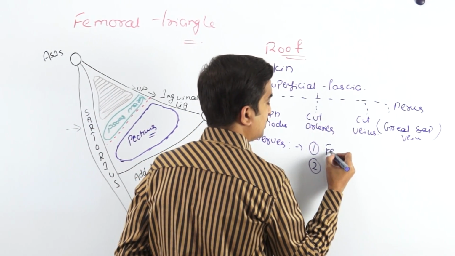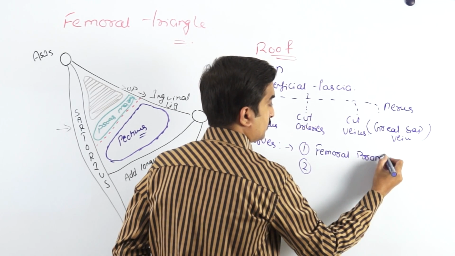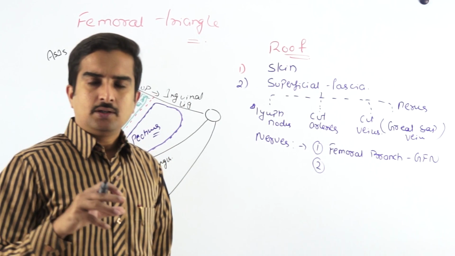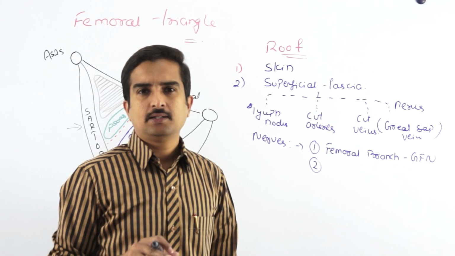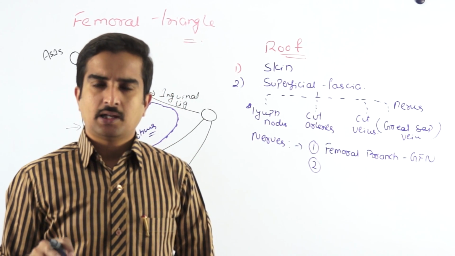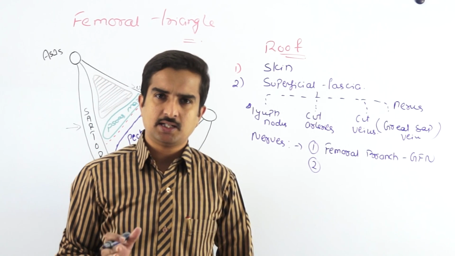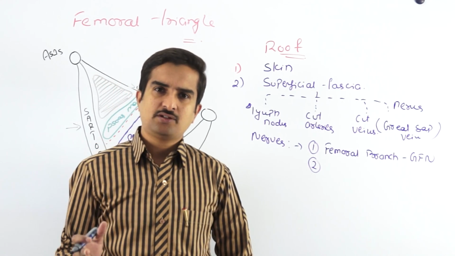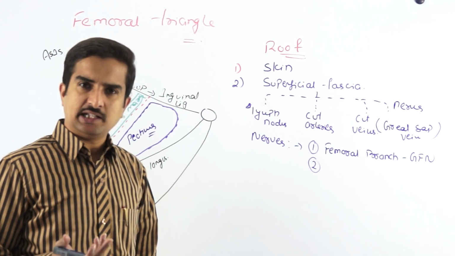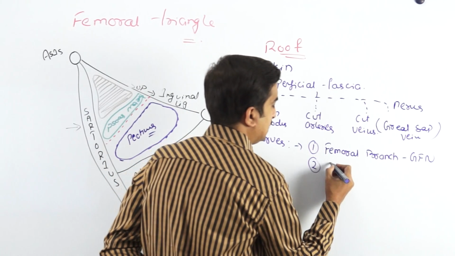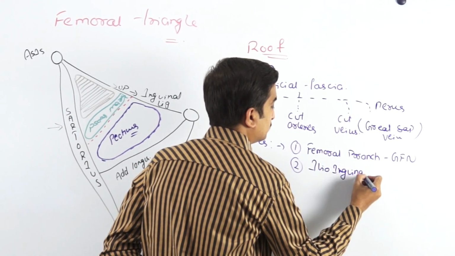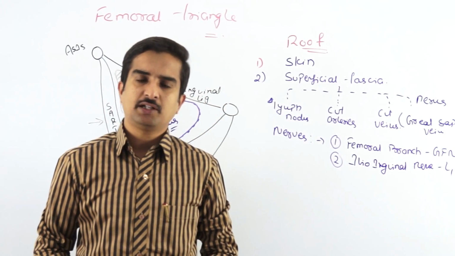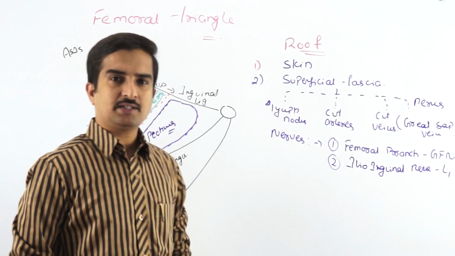So first is the femoral branch of genitofemoral nerve. You know that the femoral branch of genitofemoral nerve supplies the skin above the femoral triangle, or in simple words, the cutaneous innervation of the skin of the femoral triangle is by the femoral branch of genitofemoral nerve. And another superficial nerve seen at the superficial fascia is the ilio-inguinal nerve. You know that the ilio-inguinal nerve is a branch of the L1 segment of the spinal cord. So these are the contents present at the superficial fascia.